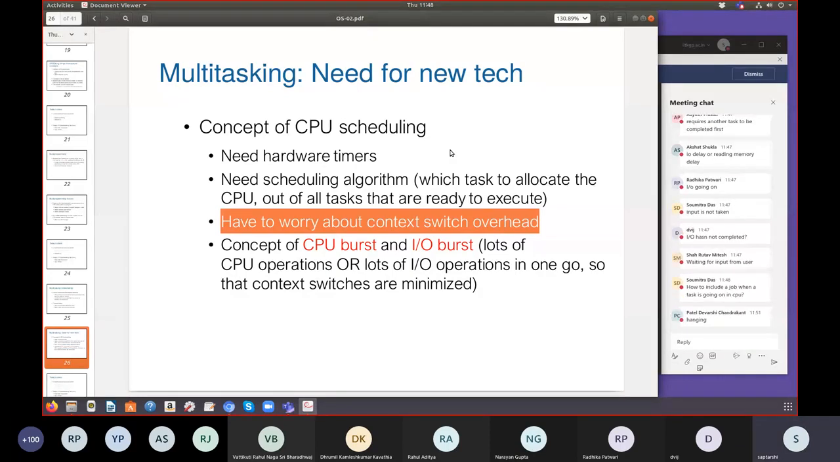Hanging. Okay, let's not talk about hanging here. Hanging can happen due to many different situations, so let's not talk about hanging here.